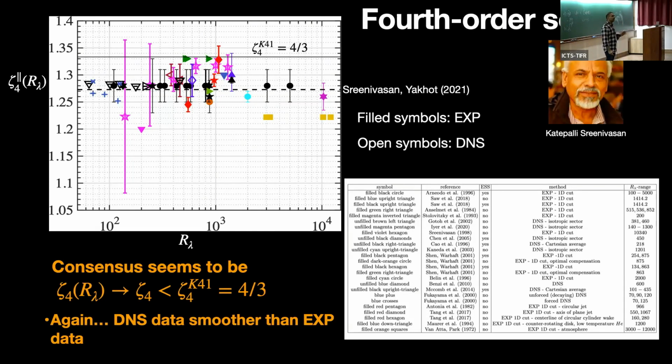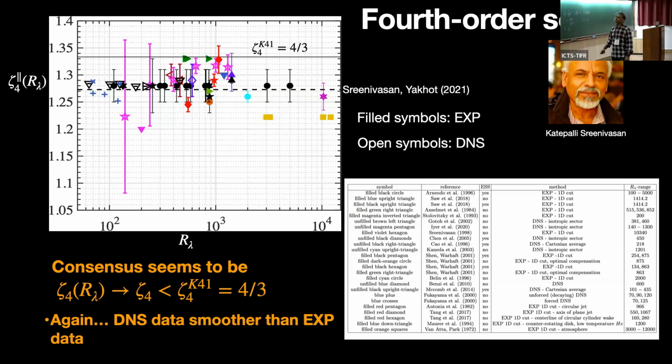I'm not going to repeat how I calculated the exponents. I already showed you that at order 2. But again, I plot everything that I could get hold of. So I'm showing the 4th order exponent. Again, this is the parallel component or the longitudinal exponent as a function of the Taylor scale Reynolds number. And you see that the consensus is that the majority now lies below this self-similar prediction of 4/3.